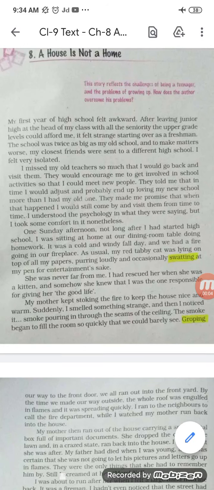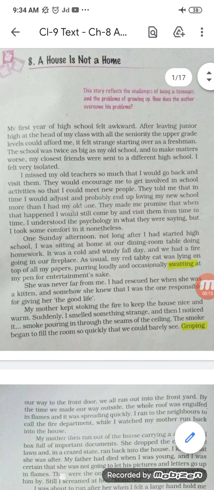This is the fourth video of your chapter, A House is Not a Home. In the previous three videos, we have understood about the theme and the title of the chapter, and we had also studied the first two paragraphs. And now we are going to read and understand your third paragraph.